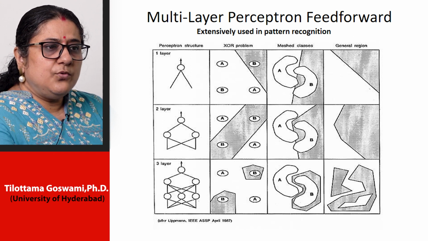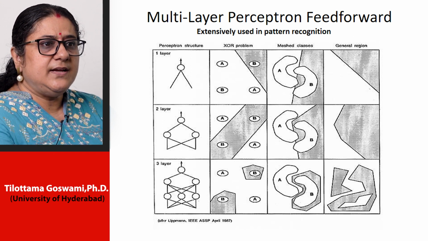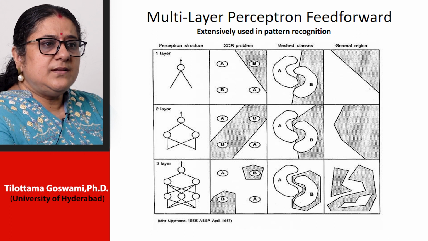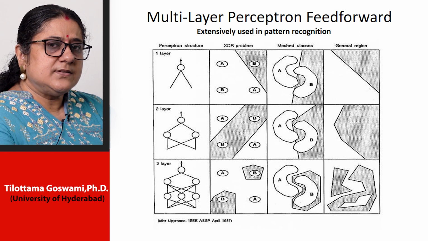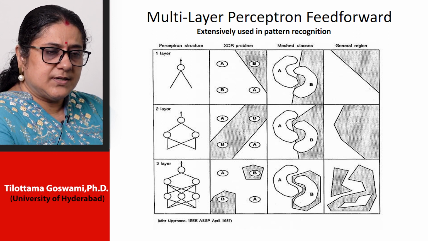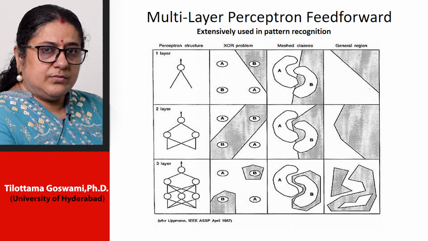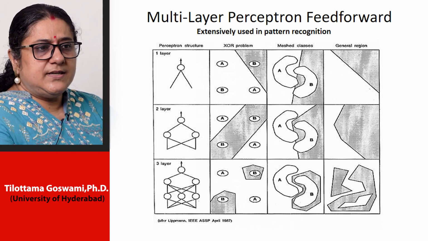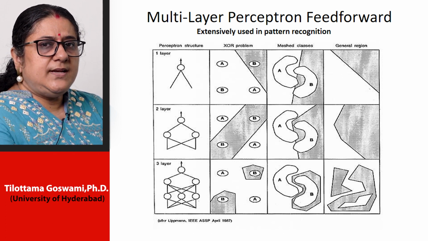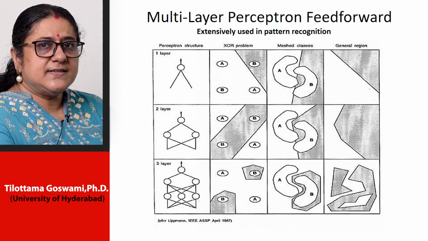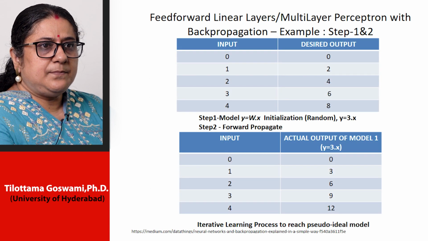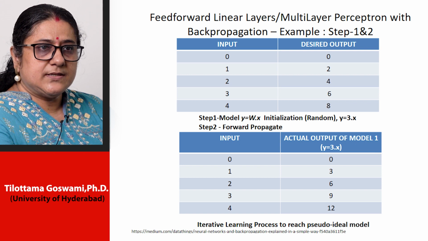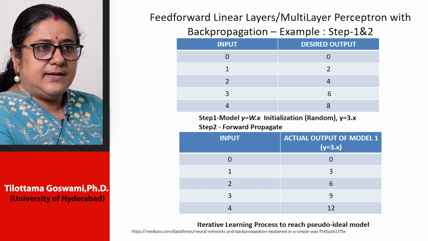When we are having more layers, now the 3 layer, then slowly the B is separated out, and in the meshed classes also it is closer, the classification is more appropriate, and in the general region as well. So the non-linearity increases and it is able to capture the classes properly. Now we will see step by step how the back propagation happens using the multi-layer perceptron.